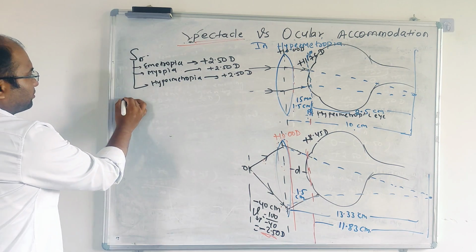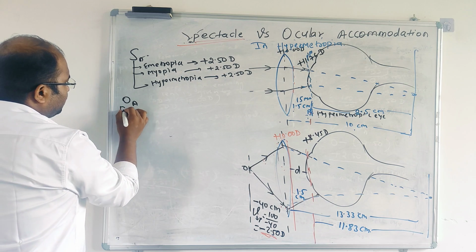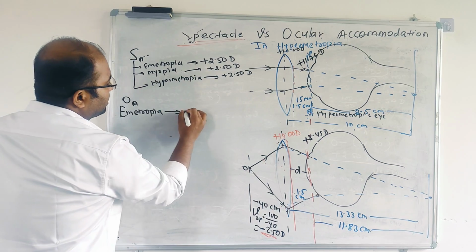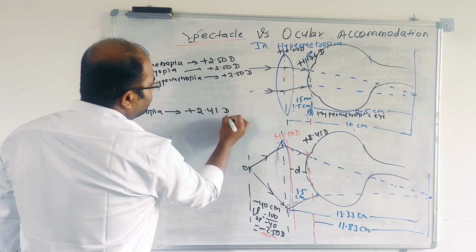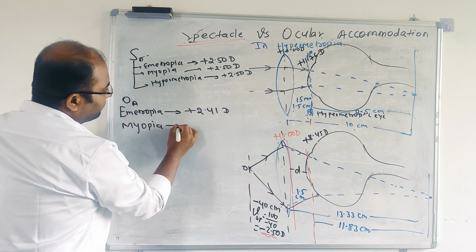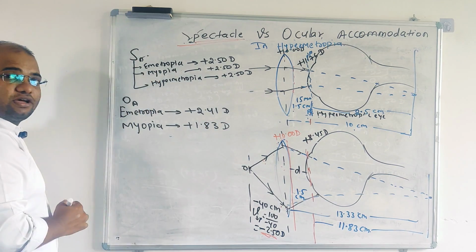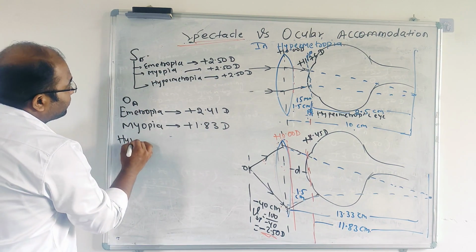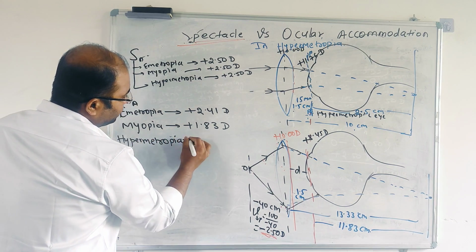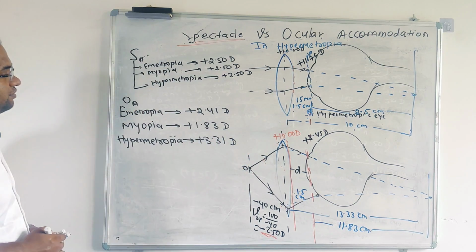Now coming to ocular accommodation, in emmetropia you will have plus 2.41 diopter. In myopia we have how much? Plus 1.83 diopter approx. And in hypermetropia we have plus 3.31 diopter approx, right?